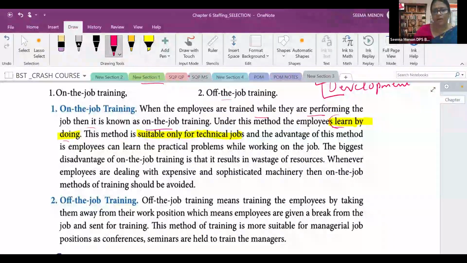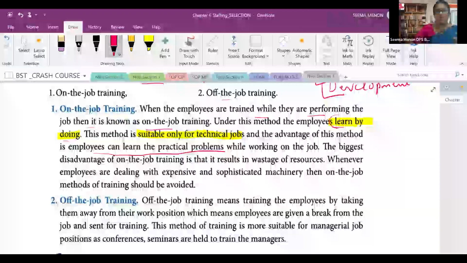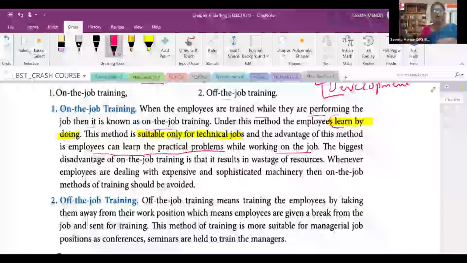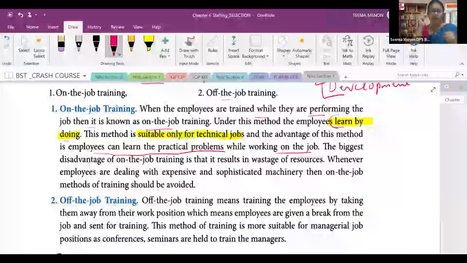Now, the advantage of this method is that the employee can learn the practical problems while working on the job. Along with the job, they will be able to identify the practical problems also. Because technical job means more to do with production machines, etc. While they are dealing with them, they can understand what type of problem can occur in the machine.